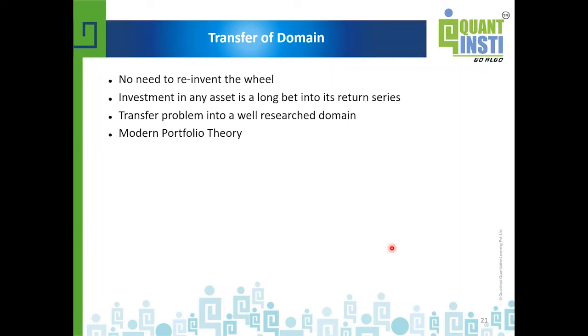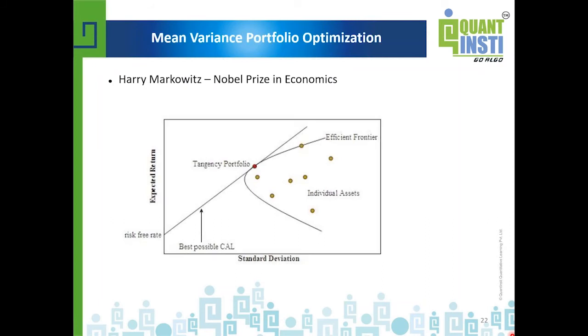So in our case, we're going to transfer domain so we don't have to reinvent the wheel. And if we can take the view that an investment in any asset is a long bet into its return series, then we can transfer this problem into modern portfolio theory. And modern portfolio theory has been written about for decades, right? I mean, you can find a lot of information about it free anywhere online. So today we're going to use what started it all off, mean variance portfolio optimization, and it was created by Harry Markowitz, who won the Nobel Prize in Economics for this.